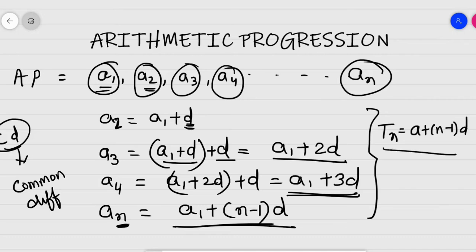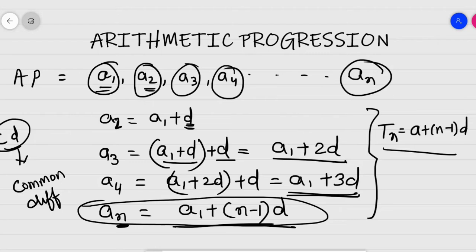Tn is equal to A plus n minus 1 into D. How did you get this? We have just generalized with what we have seen, with what we have observed. See, first term is given to you, common difference you know. Then the second term is adding common difference to the first term.